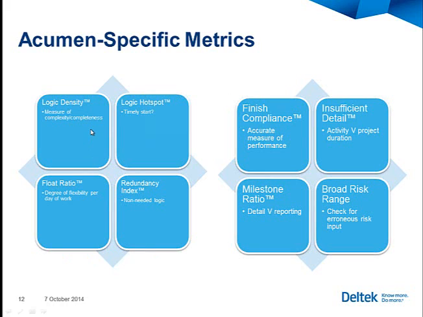We have things like logic density. How much logic are you using in your schedule? Are there hotspots, activities where all sorts of other activities converge into them, where you're waiting for 100 people? What's going to happen if you're waiting for 100 people to do something before you can begin your work? Some amount of them are going to be late, which means you're going to be late. Well, let's spot that beforehand and do things now before later on you realize that you're late. Float ratio, redundancy index, finish compliance. Let's define some of these.